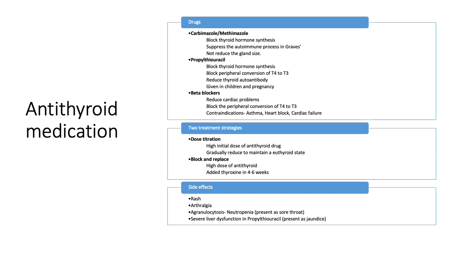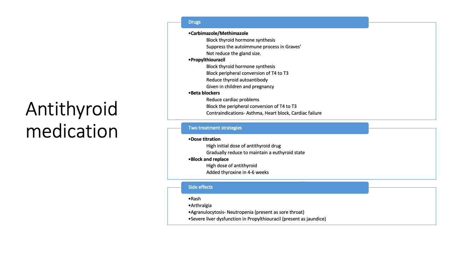Commonly used antithyroid drugs are carbimazole, propylthiouracil, and beta blockers. Carbimazole blocks the thyroid hormone synthesis and it suppresses the autoimmune process in Graves' disease. This won't reduce the gland size. As carbimazole crosses the placental barrier, it is not used in pregnancy.